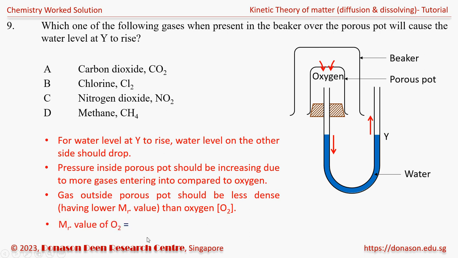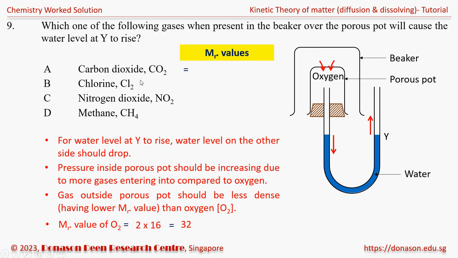And oxygen happens to have an Mr value of 2 times 16, that is 32, because each oxygen atom has a relative atomic mass of 16, and it's a diatomic gas, so there are 2 atoms per molecule. So 2 times 16 gives you 32. That is the Mr value for oxygen. So now let's work out the Mr values for each of the gases listed here.